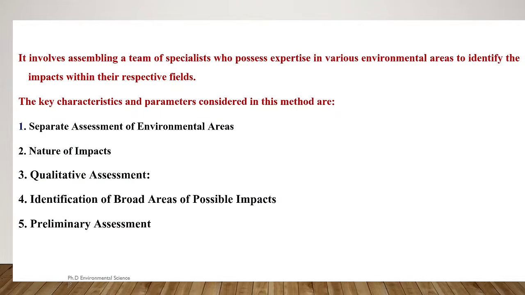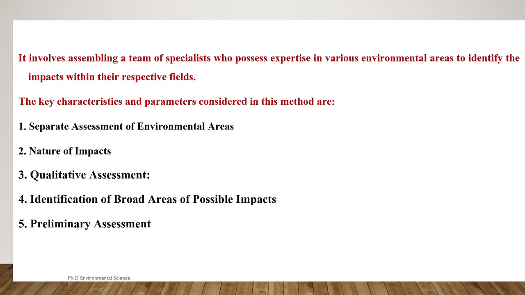So, as we already discussed, this method involves assembling a team of specialists who possess expertise in various environmental areas to identify the impacts within their respective fields. Now, the key characteristics and the parameters to be considered in this method are: first, separate assessment of environmental areas. The method involves evaluating each environmental area separately, such as air, water, flora, fauna, and social characteristics. This allows for a focused analysis of the potential impacts within each specific domain.